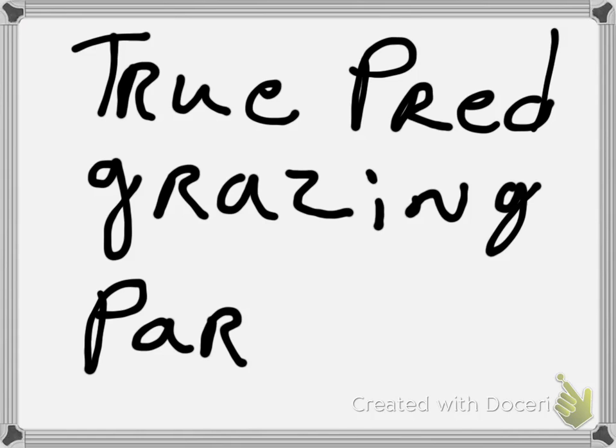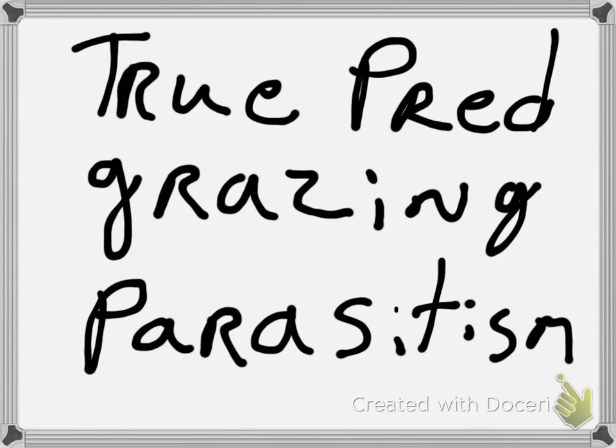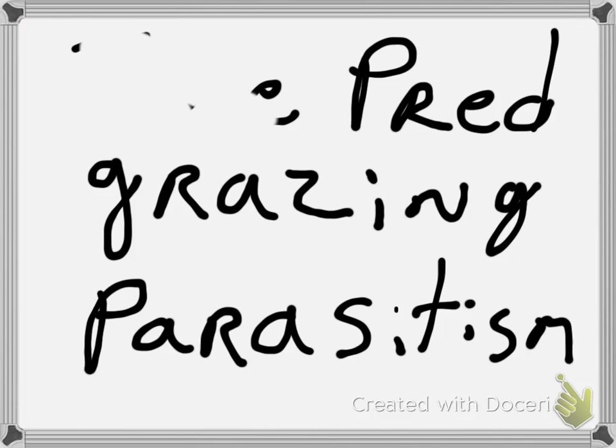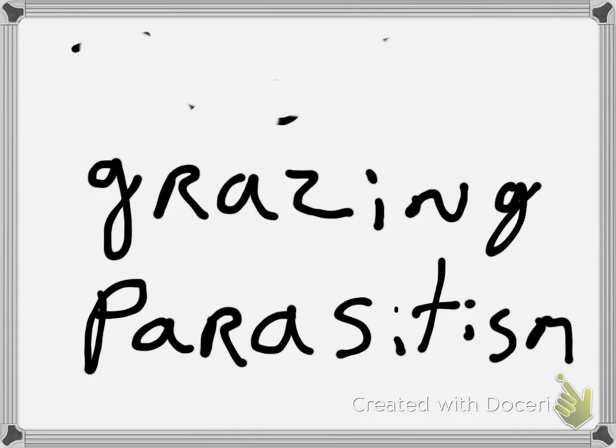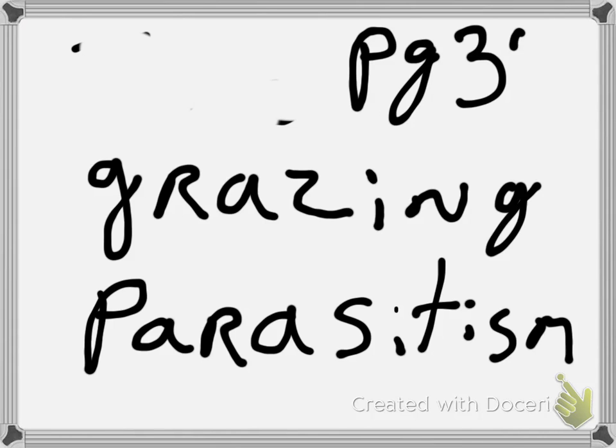So parasitism. Okay? Those are the 3 kinds of predation they have in your packet. This can also be found on page 38 and 39 of your textbook. Okay? Ecosystem interactions. Alright. Pretty awesome, huh?